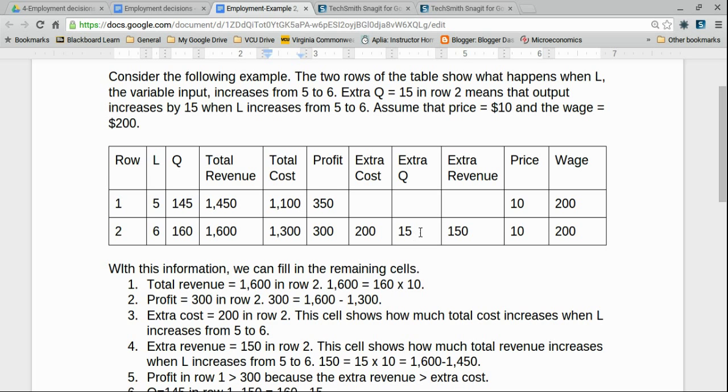Whenever the extra revenue of another unit of output is less than the extra cost of that unit of output, the firm can increase profit by reducing the level of employment.